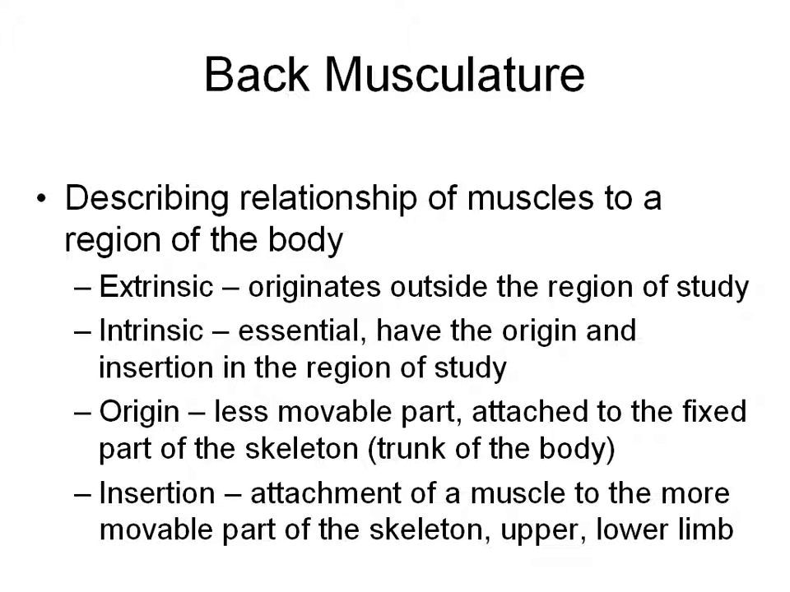If a muscle is extrinsic to the back, it may appear on the back, but it's not necessary to the functioning of the back. The back is part of the torso of the body where we know our limbs are anchored there, so many of the muscles that appear on the back are actually for the limbs. Intrinsic is the opposite. It is an essential muscle. It usually originates and inserts in the region of study. So today again we're studying the back. If we have an intrinsic back muscle, it is necessary for the functioning of the back.